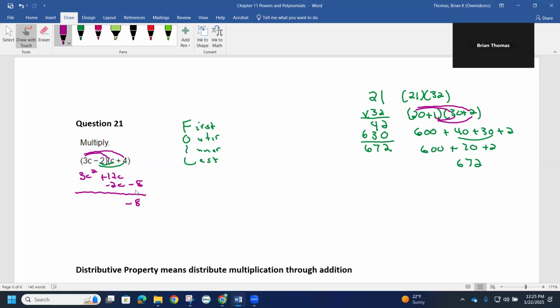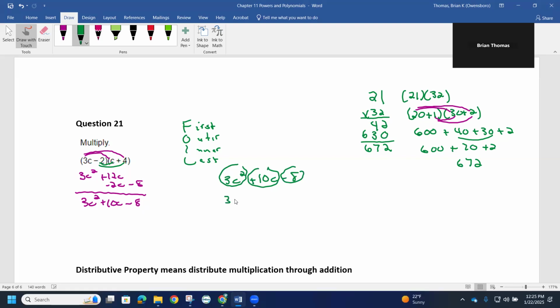So -8 would come down. 12c, lose 2 c's, I'm still up 10 c's. And then the 3c squared would come down next to it. Since it's a positive 10c, we put a plus sign there. So 3c squared plus 10c minus 8. Notice again there are 3 terms here: 3c squared, plus 10c, minus 8. There's this term, this term, and this term.